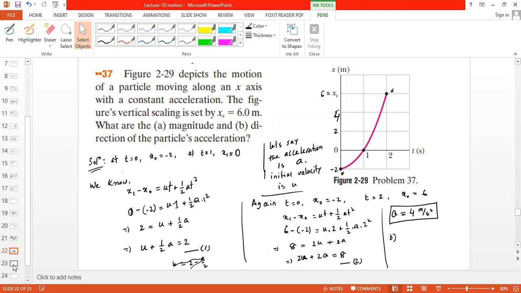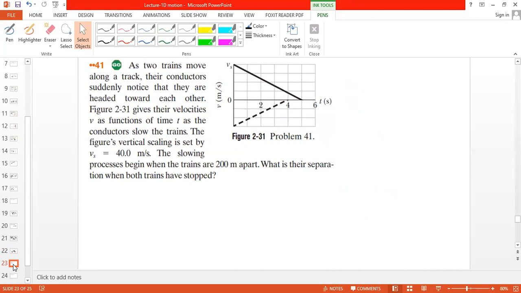Clear? Let's try the next math, last math of this section that I am gonna do. I'm gonna solve for you guys. This is math number 41.